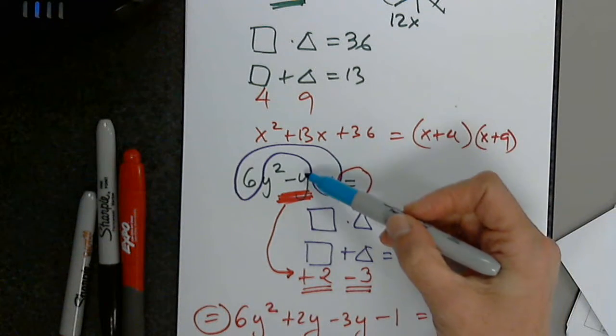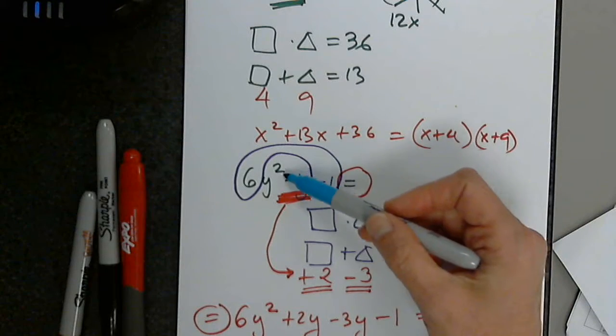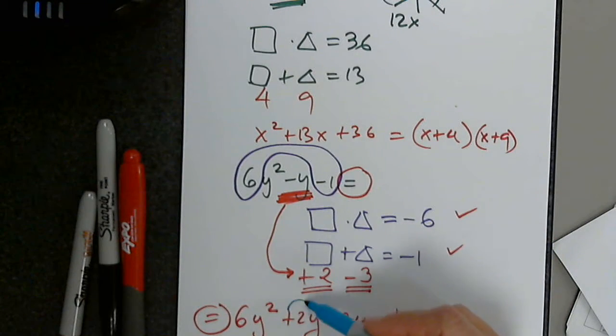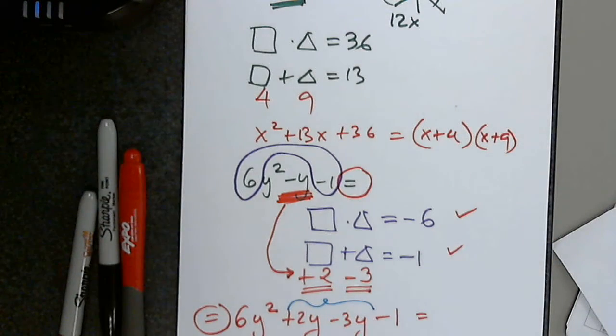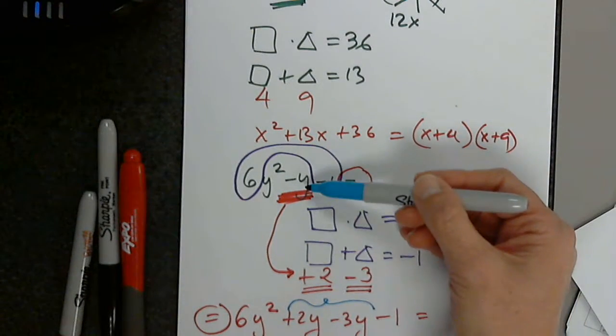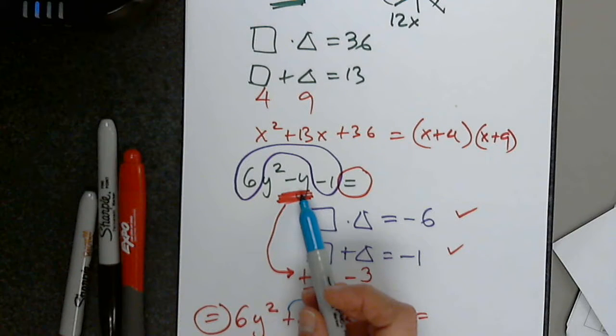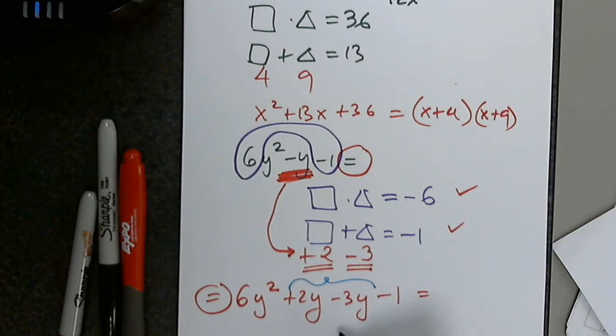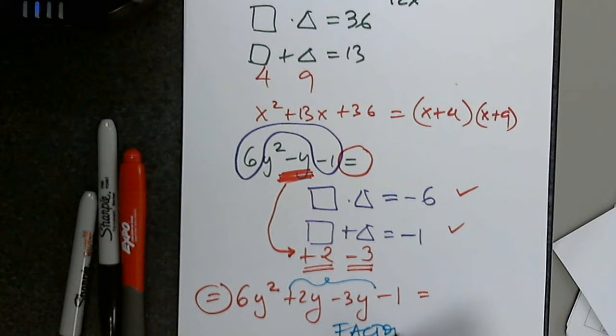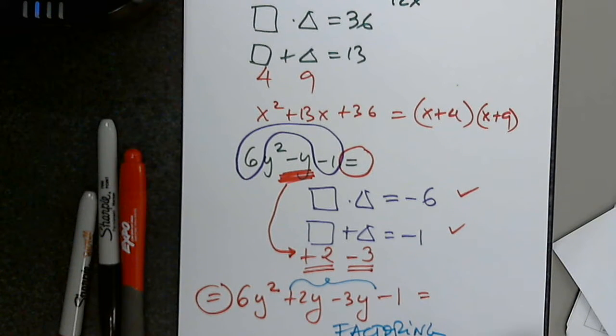So what I'm doing now is I'm rewriting this term as these two terms. I'm not changing the problem. I'm just replacing this term by these two because 2y minus 3y is still negative y. But now I will use factoring by grouping in the following way.